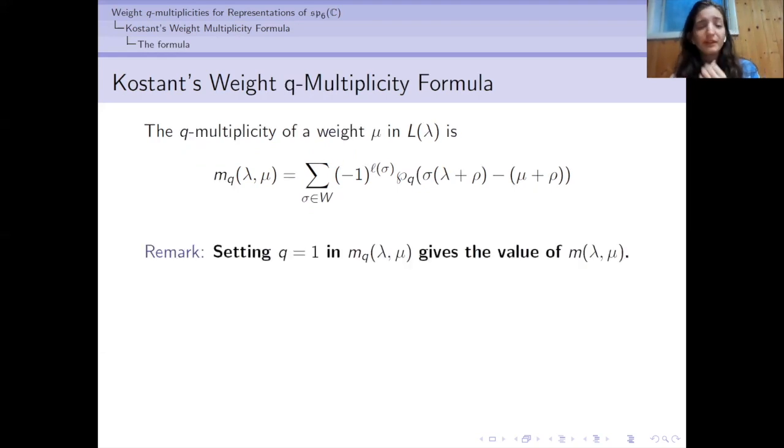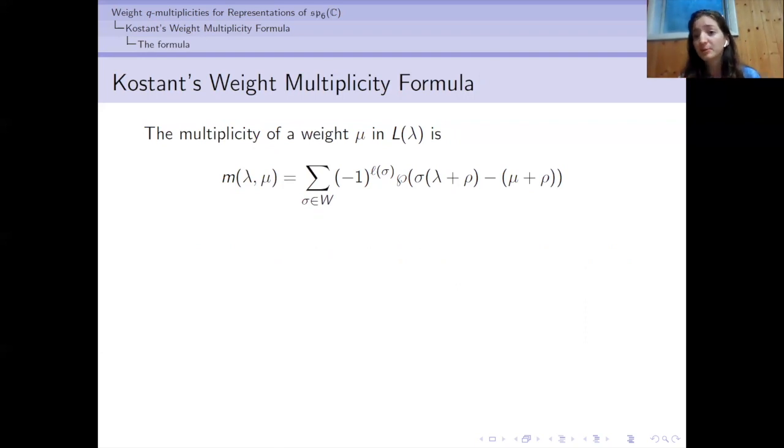And that is why we care about Kostant's partition function, because it factors into this weight multiplicity formula. There's also a q analog to the multiplicity formula, and the only difference is that it uses a q analog of Kostant's partition function. And like with the partition function, setting q equal to 1 recovers the normal multiplicity formula. But since what we care about is the same for the multiplicity formula and the q multiplicity formula, we're just going to focus on the normal multiplicity formula.